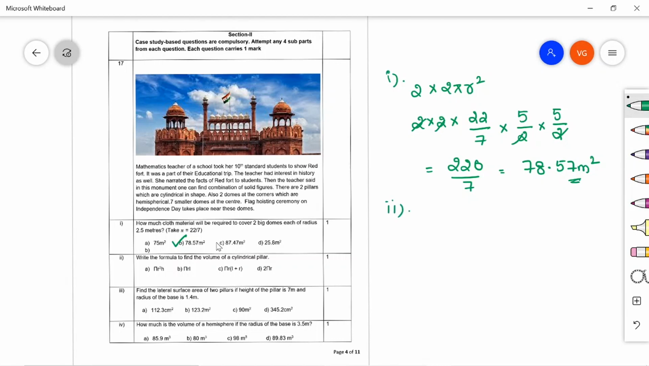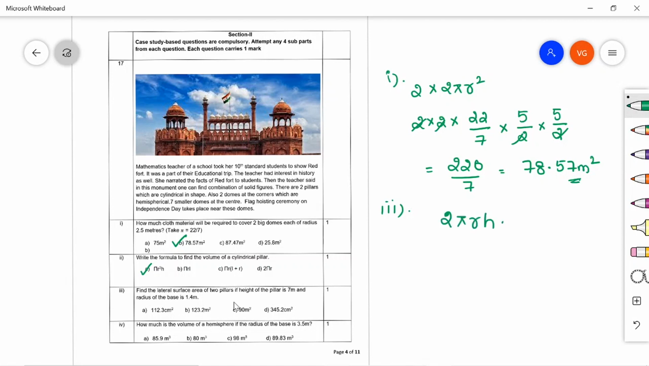Then part 2, write the formula to find out the volume of the cylinder. Right, so volume of the cylinder pi r square h. Check it out. It is in option A, pi r square h. Then part 3, find the lateral surface area of two pillars if height of the pillar is 7 meter and radius of the base is 1.4 meter. Right. Lateral surface area is given by 2 pi r h.